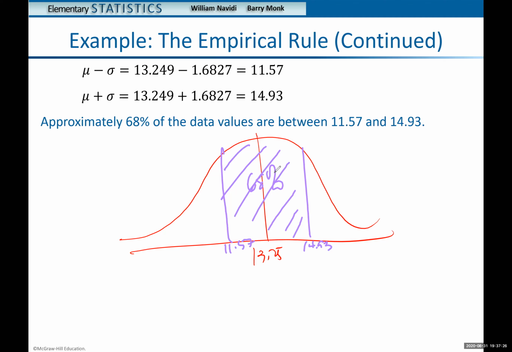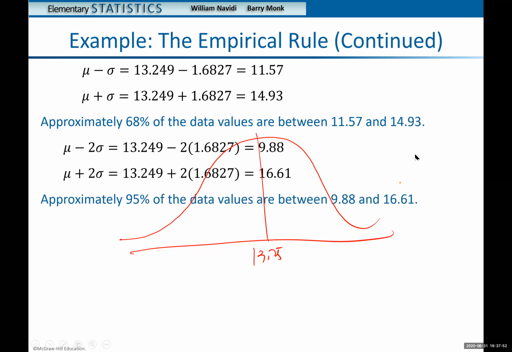And if you want to get 95%, all you have to do is compute for mean minus 2 times your standard deviation and mean plus 2 times your standard deviation. So after you solve that, you will be able to get 95%. So 95% is 9.88.